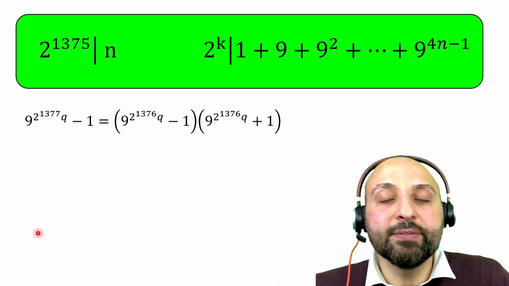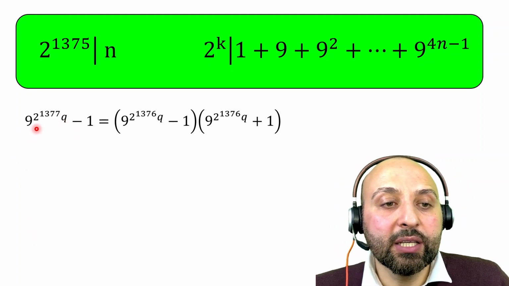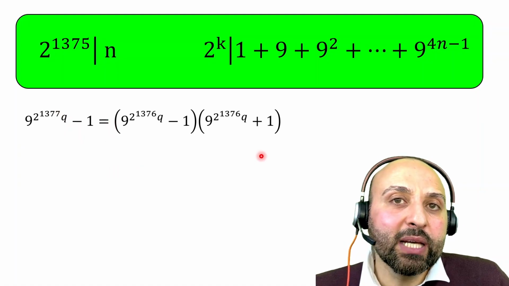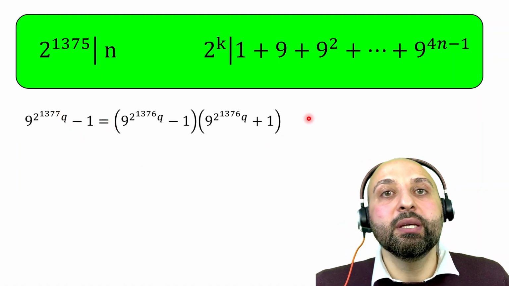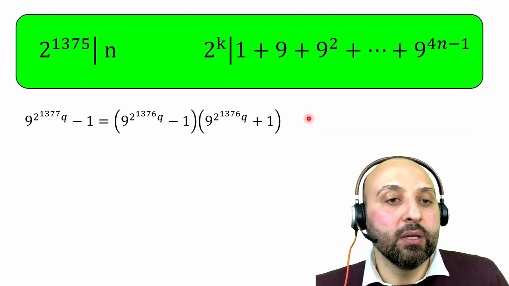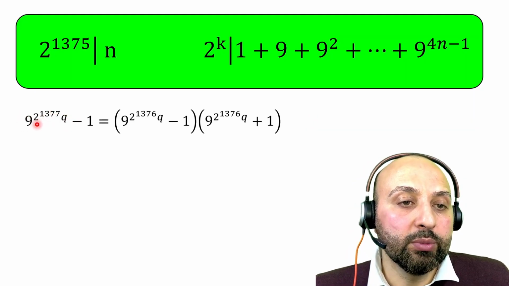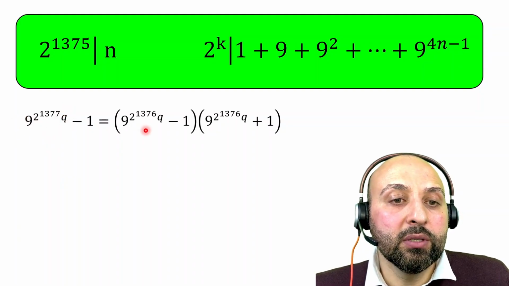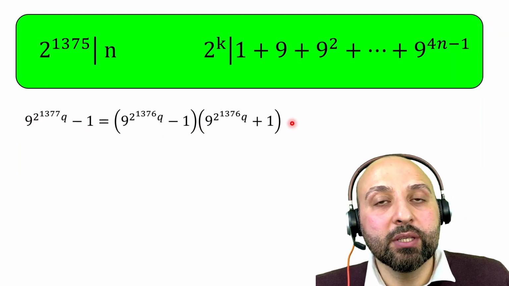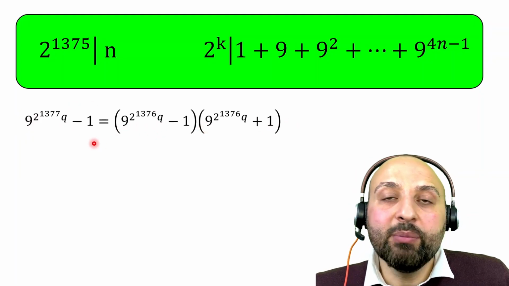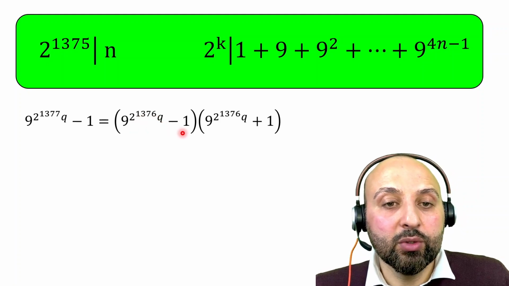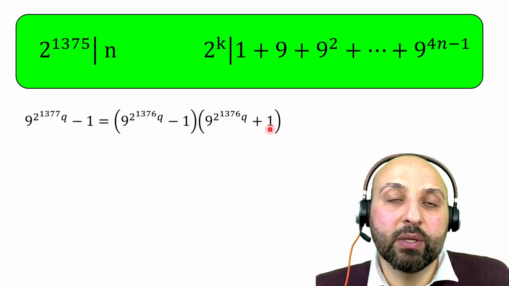All right, so let us first decompose this term: 9 power 2 power 1377 q minus 1. We know that a squared minus 1 can be written as a minus 1 times a plus 1. Here we have something to the power 2 because we have 2 power some number. So we can take one of these 2s out, and this will be a squared minus 1, which is a minus 1 times a plus 1. So this number becomes 9 power 2 power 1376 times q minus 1, times this one plus 1.